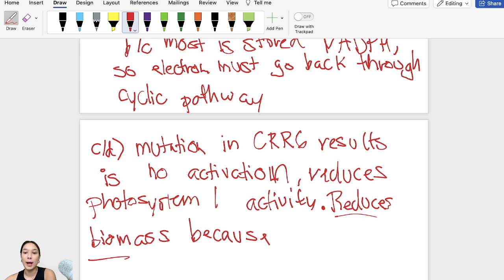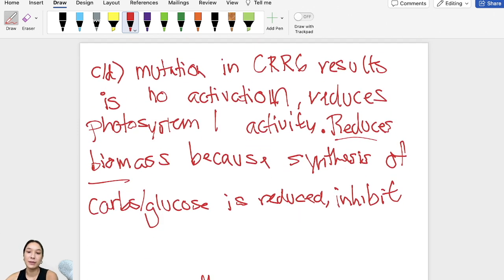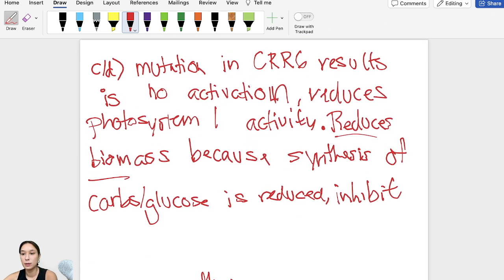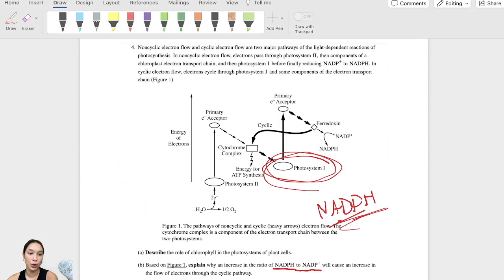So it reduces biomass because the synthesis of carbs or sugar, so basically glucose, is reduced. And that would inhibit growth. You can't keep growing if you don't have any sugar. Inhibiting growth. Okay, so that one was pretty straightforward. That's question 4 for the 2023 FRQs.